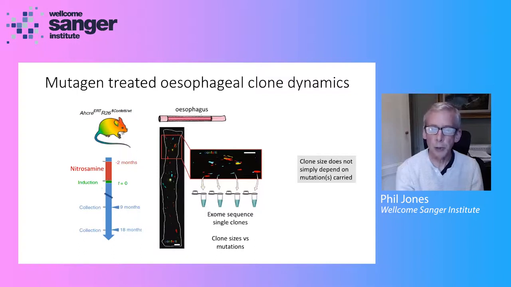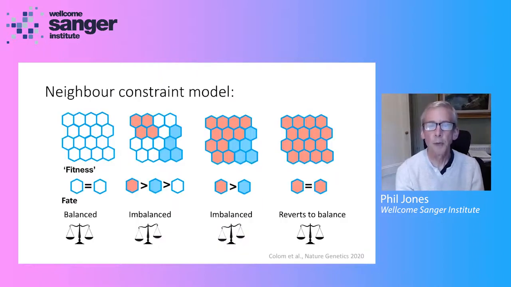And what was quite surprising is it's not the case that clone size simply depends on the mutations carried. That model does not explain the distribution of clone sizes in the data. However, what does explain it is if we consider this reversion towards normal that I described earlier, and we call this the neighbor constraint model.